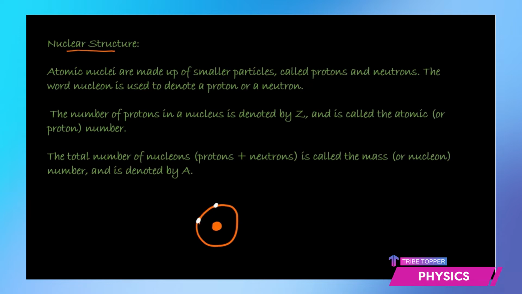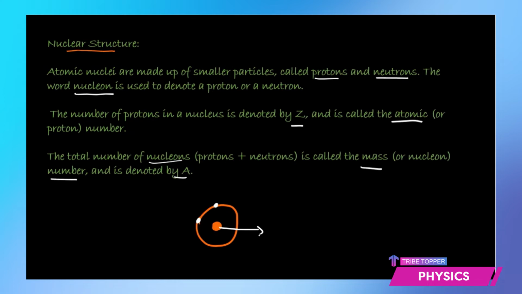But the atomic nucleus consists of two major particles. They are protons and neutrons, and protons and neutrons together are known as nucleons. So nucleon is the single word to denote a proton or a neutron. The number of protons in a nucleus is denoted by Z, and we call it the atomic number or proton number. And the total number of nucleons, that's protons and neutrons together, is called the mass number of an atom. It is denoted by A.